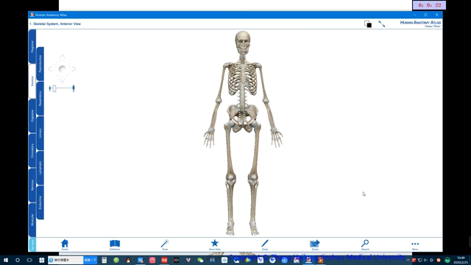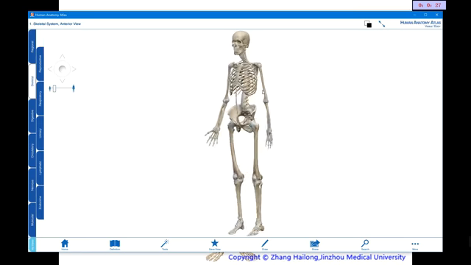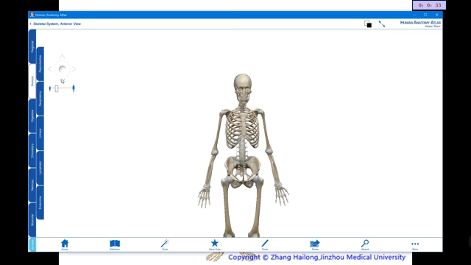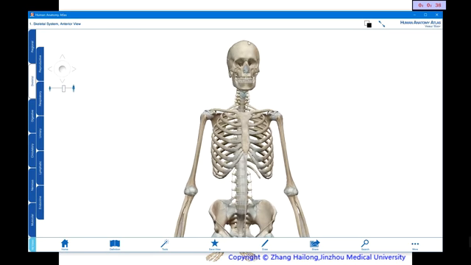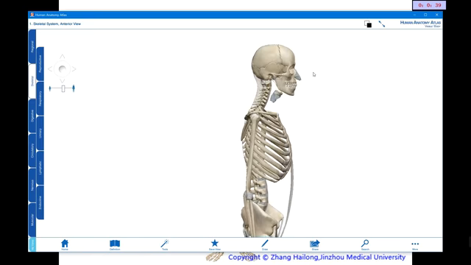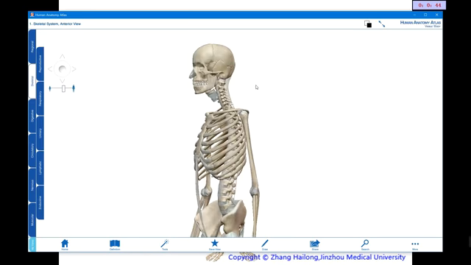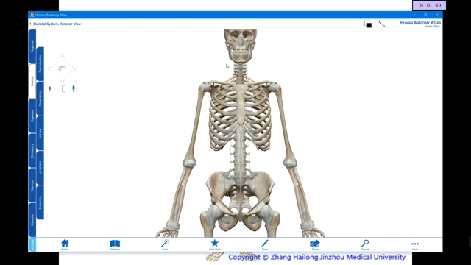Okay. Now you see the bones of our body, and according to location, they include the first one, you see on top here. This one is the bone of the head. We name it skull. Here is the skull. And then is the bone of the trunk. Here. This is the bone of the trunk.